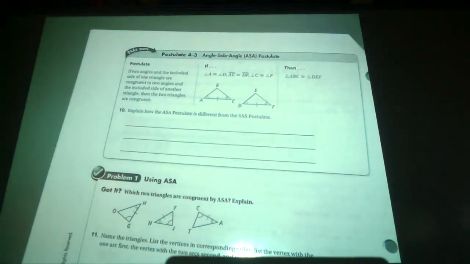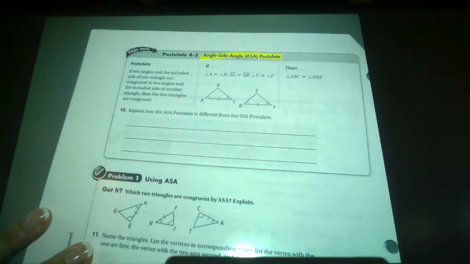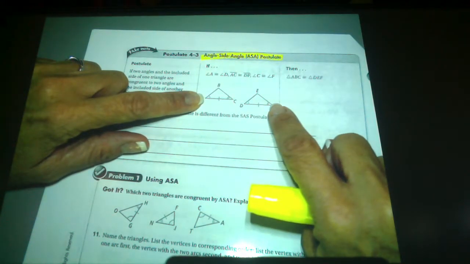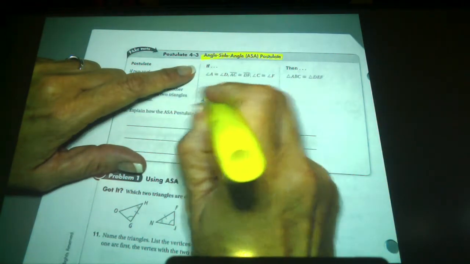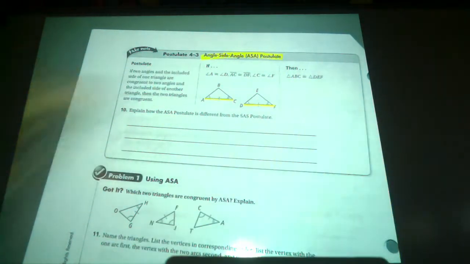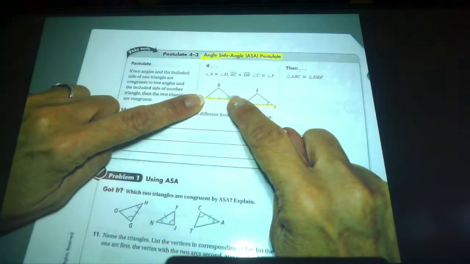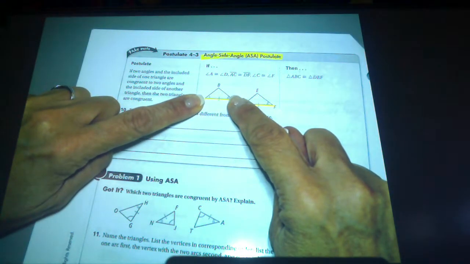All right, so let's look at one of our new postulates, angle side angle. You can only use angle side angle when the side is included. And notice in this picture, you've got two sets of corresponding congruent angles, and this is the side that is included. An included side is bordered on the left and the right side by the angles. So if you were to put your finger at where the angles were, the included side should be in between your fingertips.